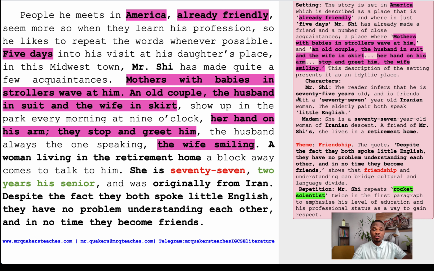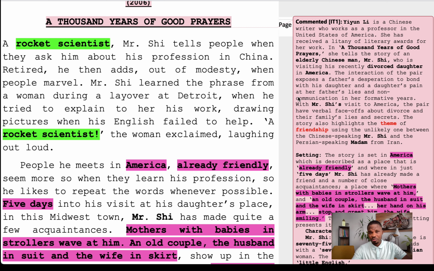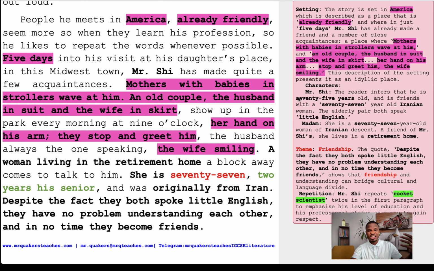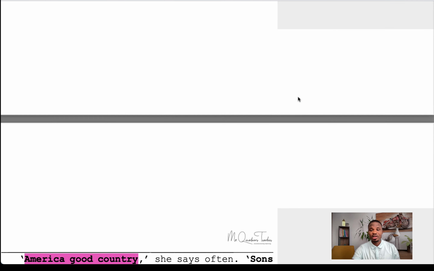Now, we also see the use of repetition as well in the opening portions of the short story. Apart from America that is repeated, we see that rocket scientist is actually repeated twice in the introductory paragraph. And this is really important, right? It's important because it shows that Mr. Chi wants to emphasize his level of education and his professional status as a way to gain respect, for people to treat him with respect as somebody who was able to achieve a high professional achievement like being a rocket scientist.